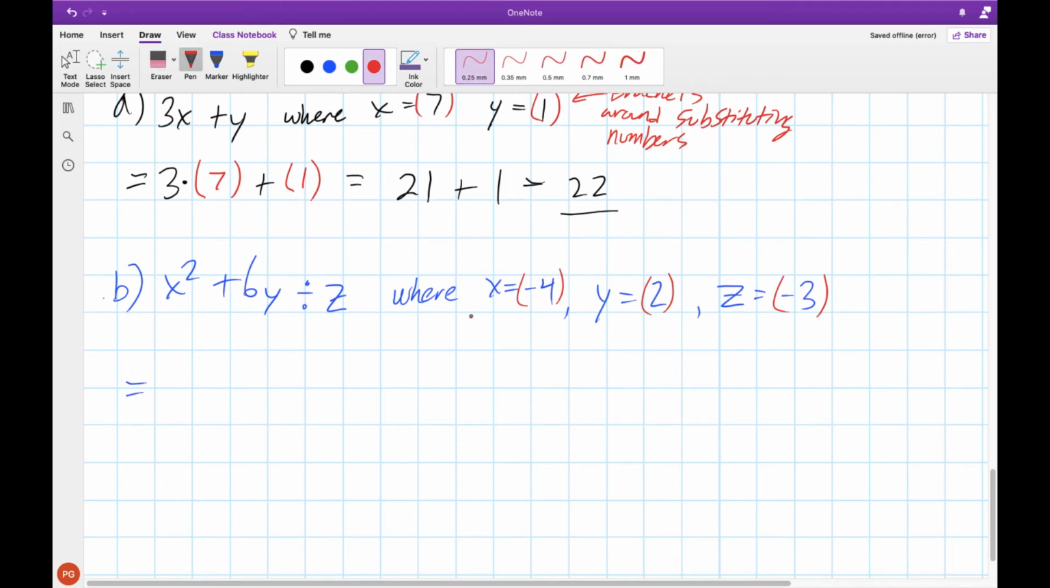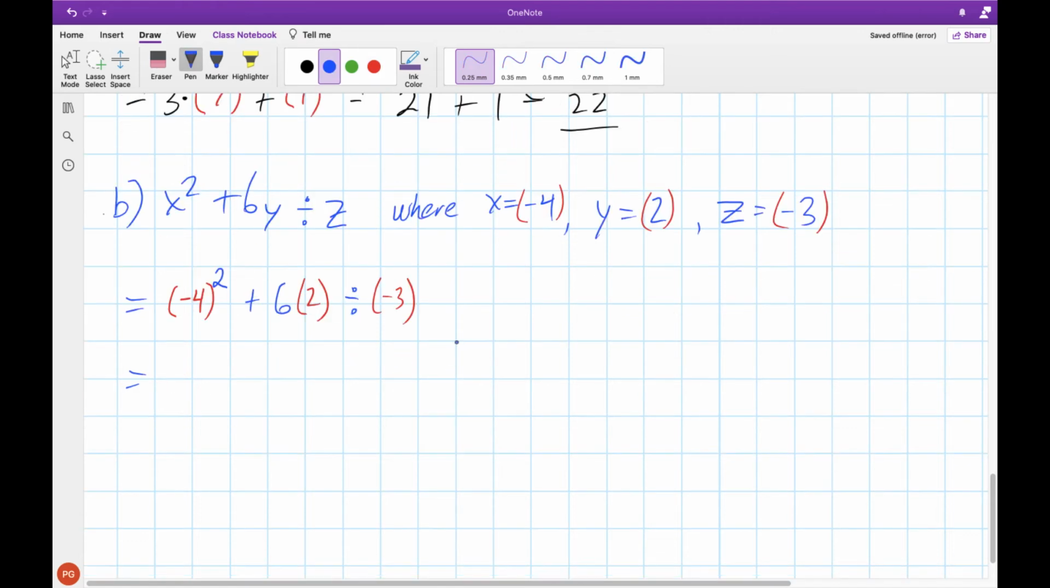So here x is negative 4. When we plug it in here, we put the negative 4 in brackets, and all of this is getting squared. Plus 6 times our variable y here, which we said was a 2. And then we're dividing by our variable z, which we said was a negative 3.